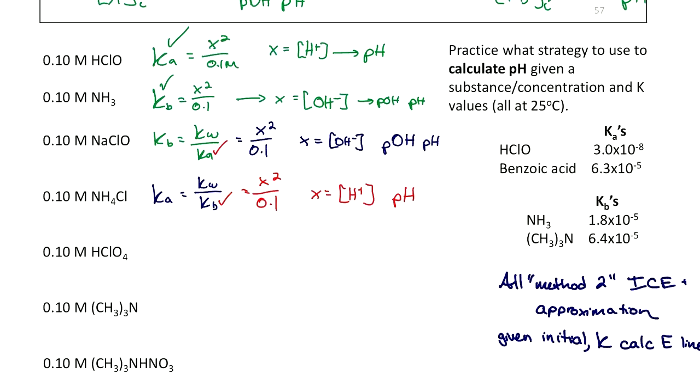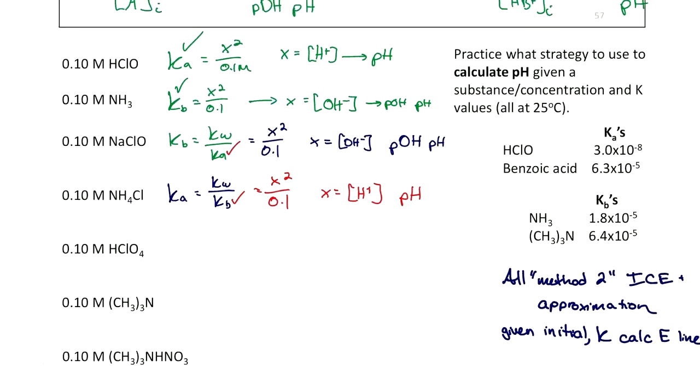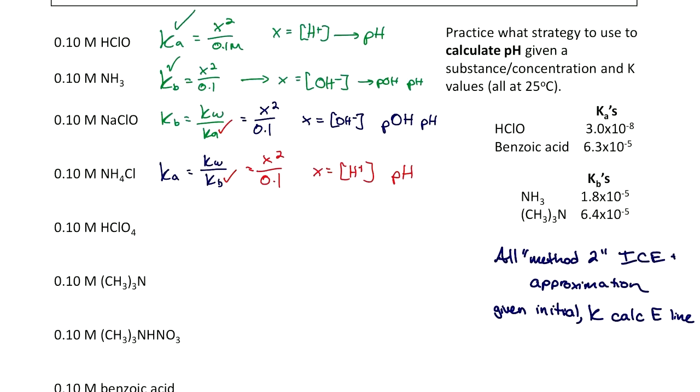Perfect. All right, next one, 0.1 molarity perchloric acid. Did I give you a K value for perchloric acid? No, I didn't. So how are we going to solve the pH for this?